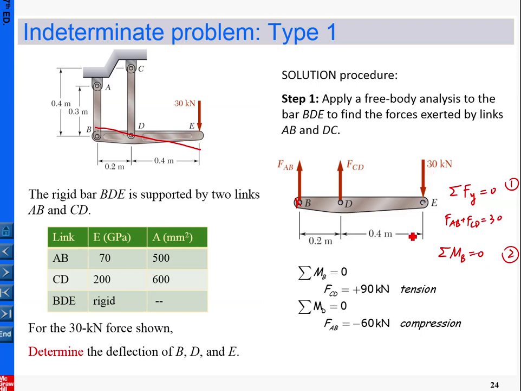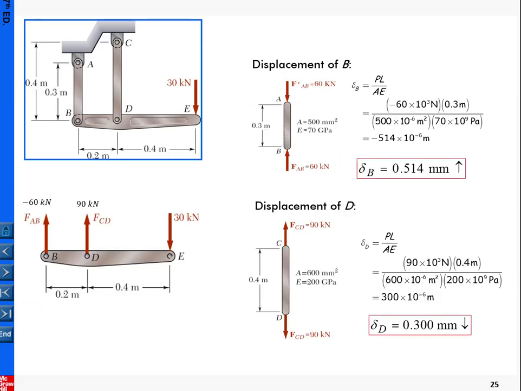So that means 30 times this arm, 0.6, should be equal to FCD times that arm, FCD times 0.2. So from here you can solve for FCD equal to 90. With this in mind, we can solve for FAB, and that equals -60. Okay, and the textbook solution takes the two moments, but either way. So right now we have solved the reactions, then we move on to the next.